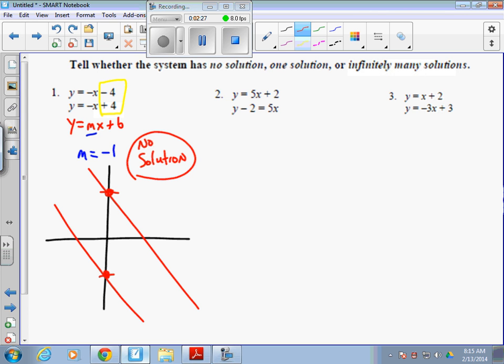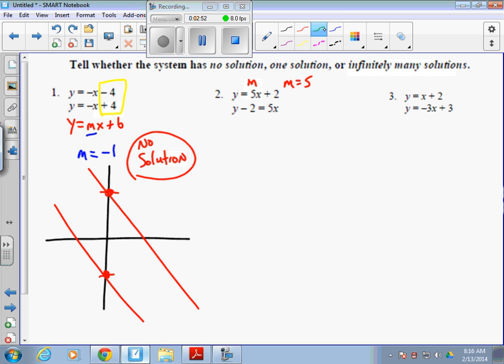Number 2 says y equals 5x plus 2. So if you look at the first equation, y equals mx plus b, the slope of your first equation is 5. So let's just take a look at that for just a second. The next equation, y minus 2 equals 5x, doesn't tell you what the slope is right away. You have to move it to make it say y equals mx plus b.